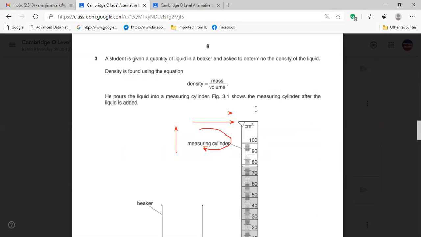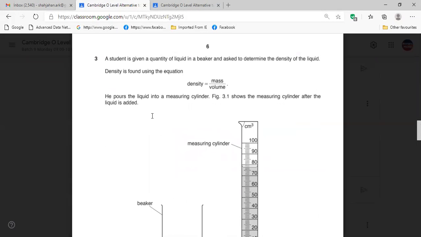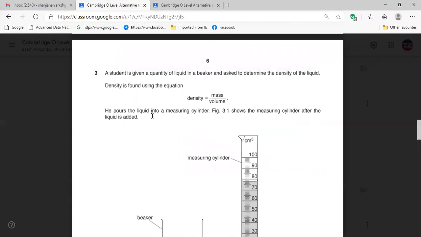Question three is related to the very basic idea, right? Density. Determine the density of a liquid. So Kamjit, read the question.